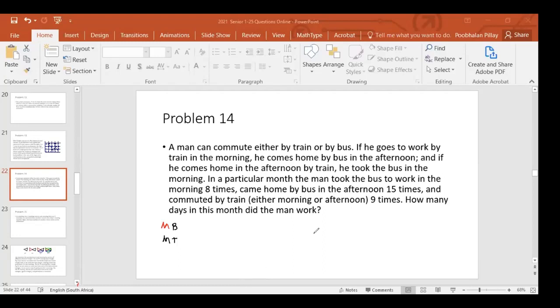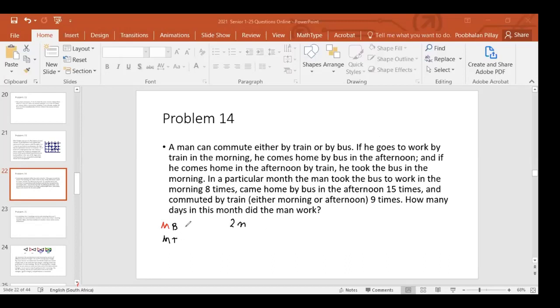Okay, now let me just skip this. This is a very easy solution to this problem, but I can't remember. There was something about each day he makes two trips, right? So if n is the number of days, he will make 2n trips altogether.